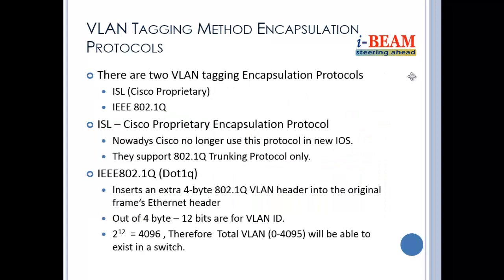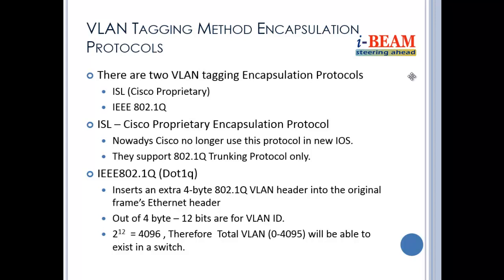VLAN tagging encapsulation protocols. There are two VLAN tagging encapsulation protocols, which are ISL and IEEE 802.1Q. ISL is a Cisco proprietary encapsulation protocol. Nowadays, Cisco no longer uses this protocol in new IOS; they support the IEEE 802.1Q trunking protocol only. So we will skip talking about ISL in this lecture and talk more about IEEE 802.1Q.